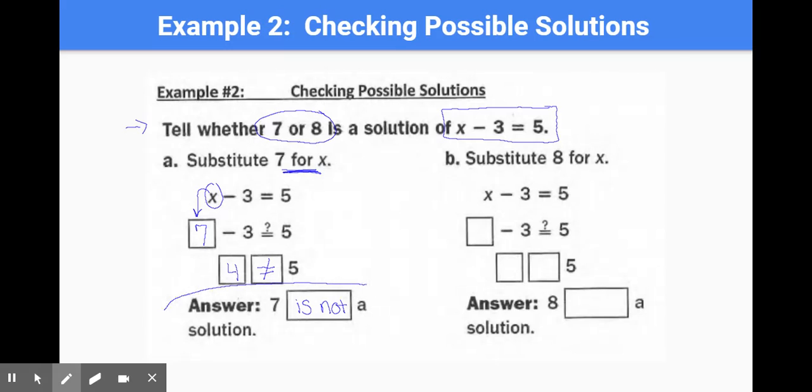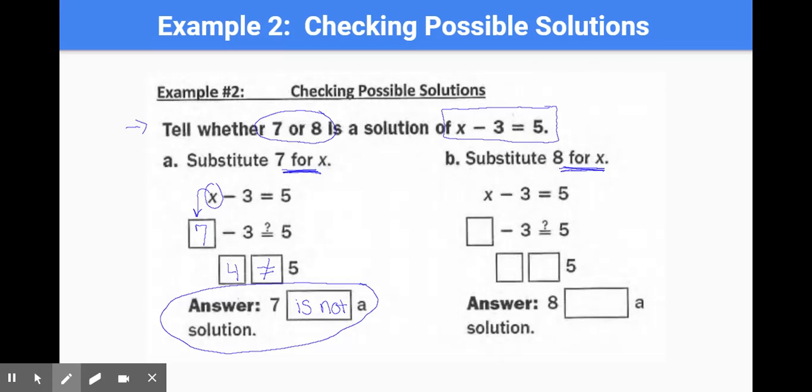You need to write this entire statement as your final answer. Do not just say yes or no, and do not leave it as 4 does not equal 5. The answer is that 7 is not a solution. Let's finish the problem. Part B. This time they want us to substitute in 8 for x.